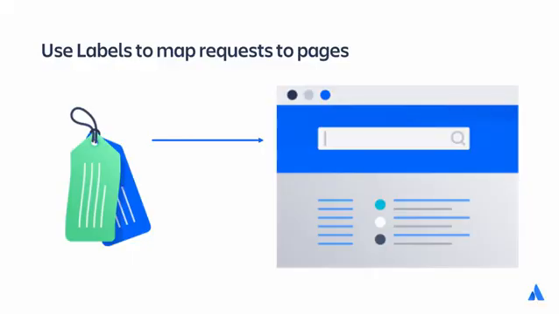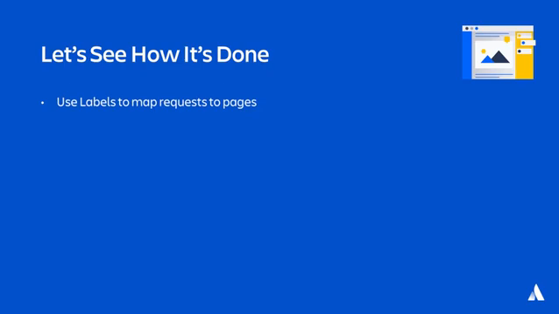The configuration of your Jira Service Desk allows you to map labels to your request type. This feature can be used to ensure that only appropriate pages are recommended to a user after they choose a request type. Let's see how this is done in a demo. In this demo, we'll look at using labels to map Service Desk requests to knowledge base pages.